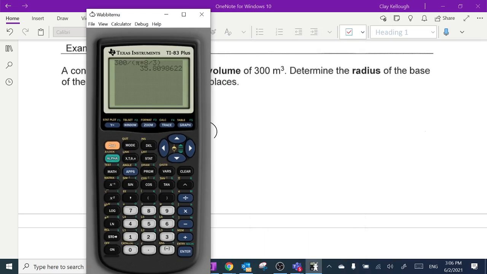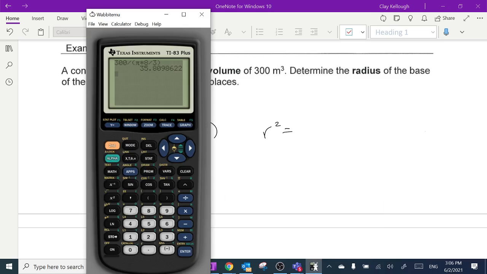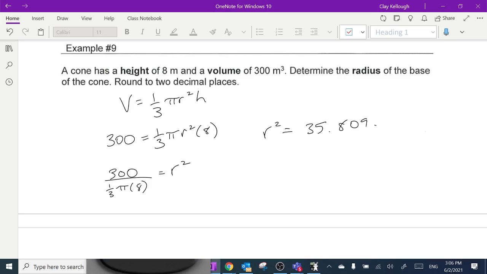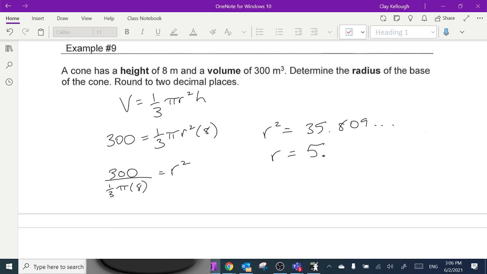And that's going to be then that r squared is, what's this number? 35.809 blah blah blah. And then my last step is going to be I want to square root that. Because I don't want to know what r squared is, I want to know what r is. So I'm going to square root, and no, I'm not going to repunch all those decimals. Ain't nobody got time for that. I have an answer button, so I'm just going to go answer. Boom. 5 point, how many decimal places? 2 again, so 5.98. And that's meters, right? Because radius is just a line. It's not cubic or squared. And that's the story on cones.